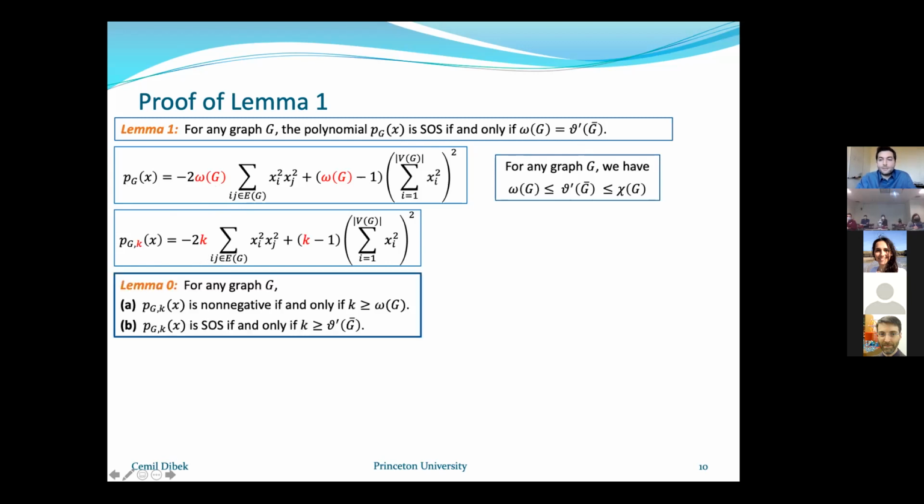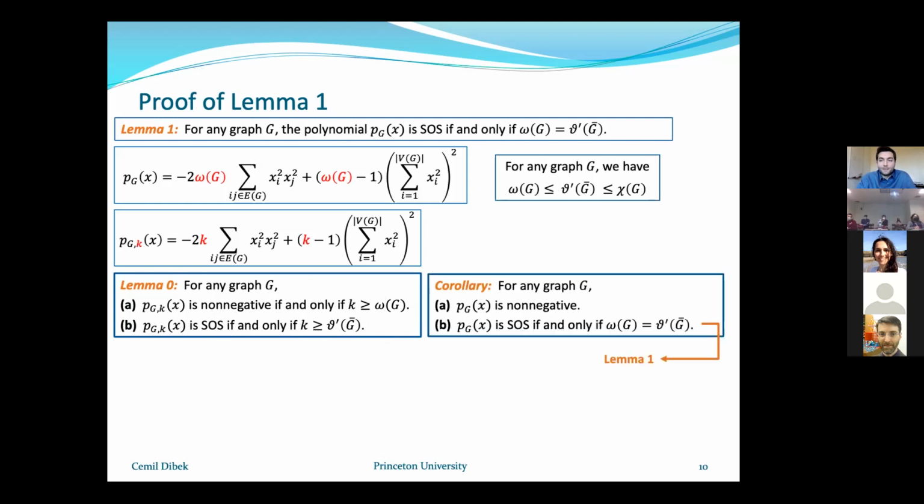And what we are going to show is this lemma 0, which says that this P_{G,k}(x) is non-negative if and only if k is at least omega, and it is SOS if and only if k is at least the Schrijver number. So it's also useful to look at this lemma from the complexity point of view, because if you remember, I told you checking non-negativity is hard, but checking if a polynomial is SOS can be done by solving a single semi-definite program. Similarly here, finding the clique number of a graph is NP-hard, but computing this Schrijver number is a semi-definite program.